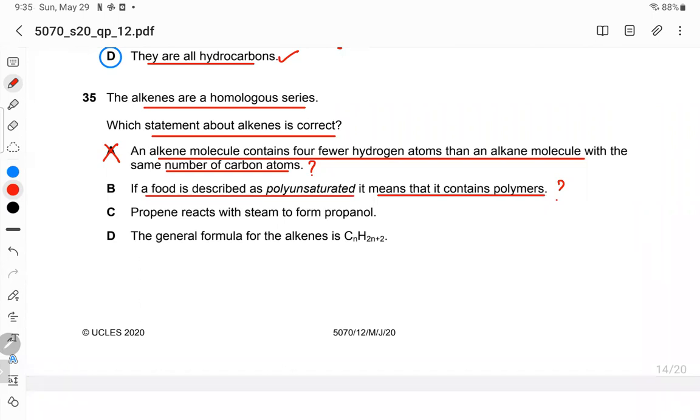Is this statement correct? Yes, polyunsaturated means more than one carbon-carbon double bond. So it doesn't mean that it's a polymer. So B goes wrong. Is this clear to everyone?